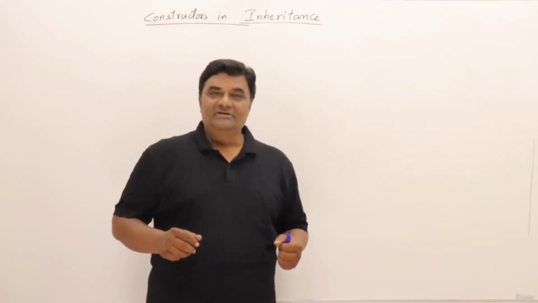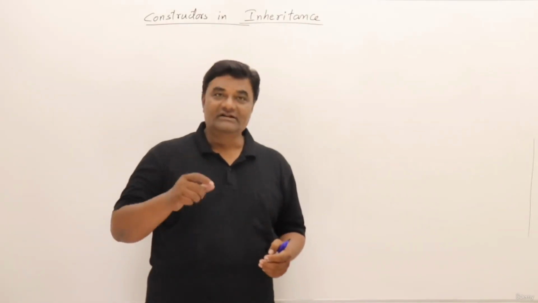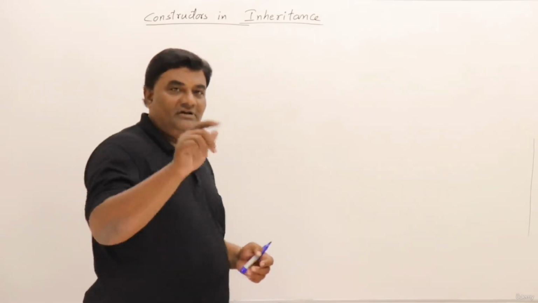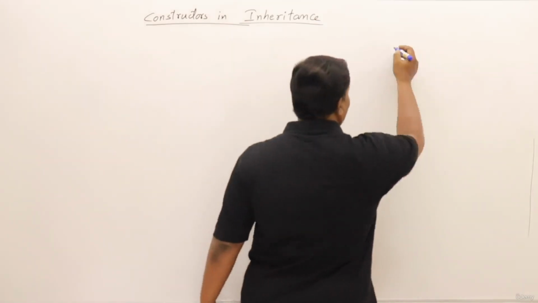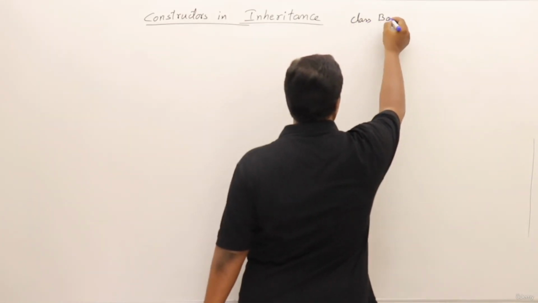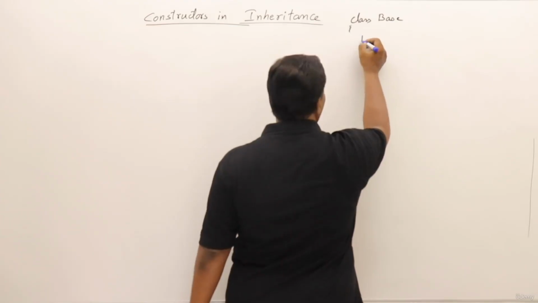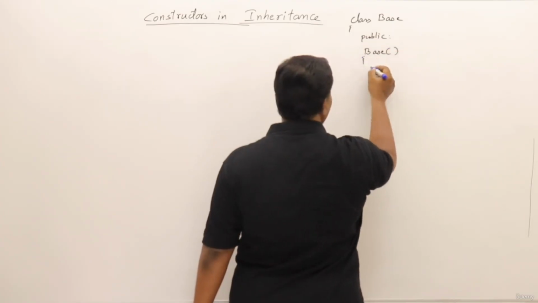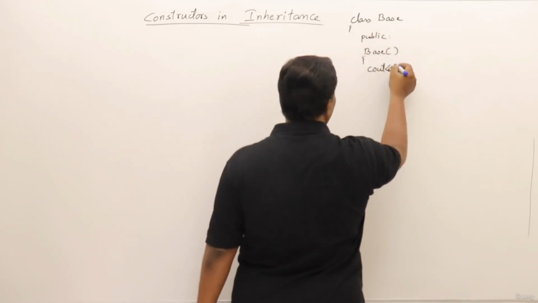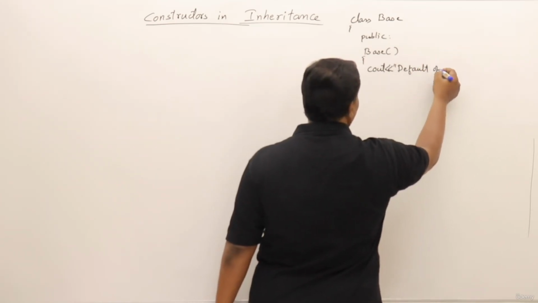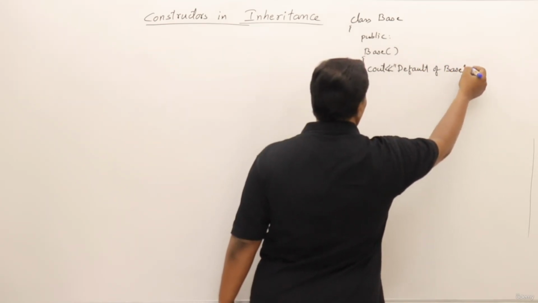Now let us look at an example to understand how the constructors are called in inheritance. So I'll take a simple example. I'll write a class called base, and inside this class I will not write anything, just constructors. The first constructor is base, which is not taking any arguments, and here I will say cout, "default of base", and endl.